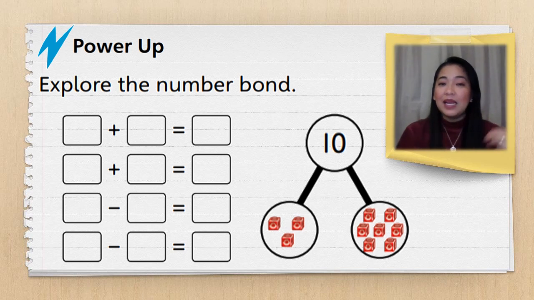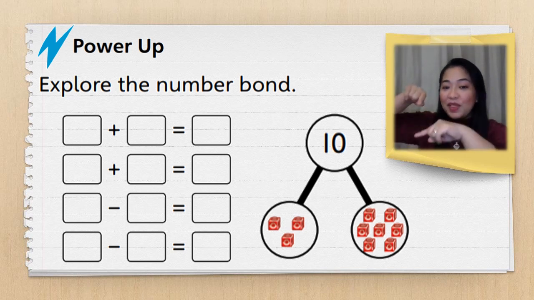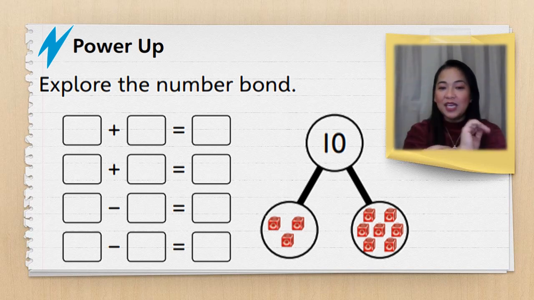As always, let's energize our brains with this power-up. Explore the number bond. Can you write the related addition and subtraction sentences for this given number bond to 10? Pause and answer. Now let's check. Since the number bonds of 10 here are 3 and 7, here are the related addition and subtraction sentences.